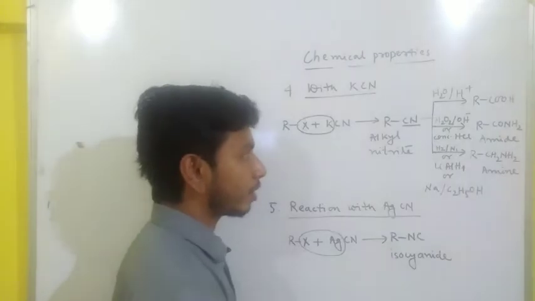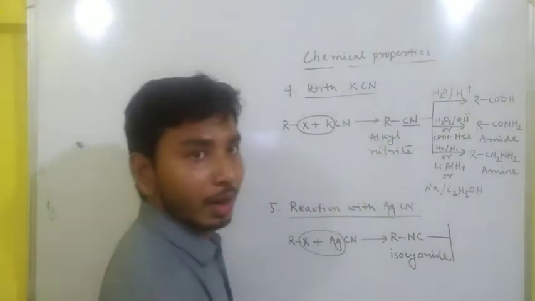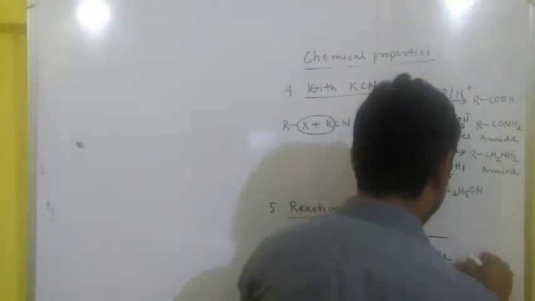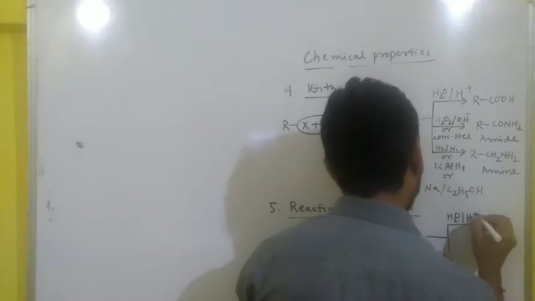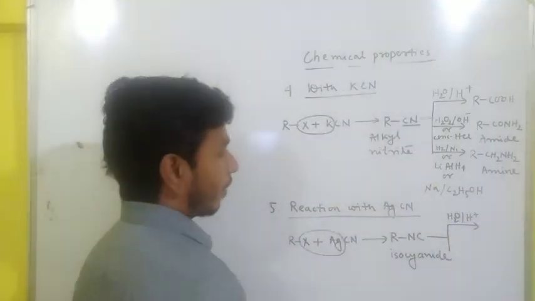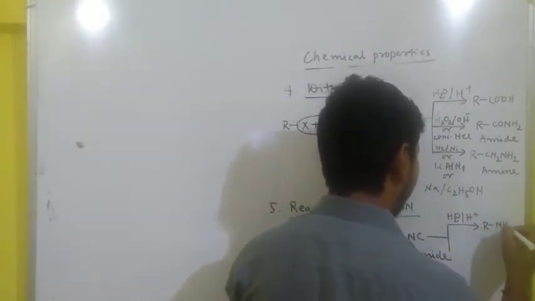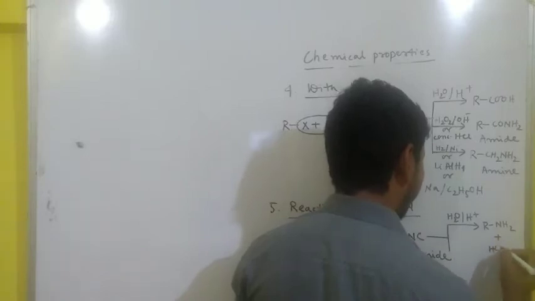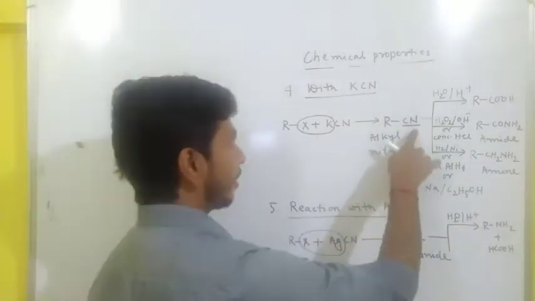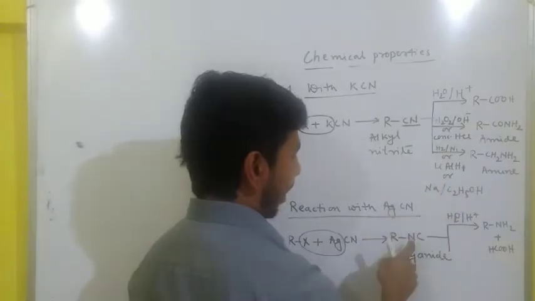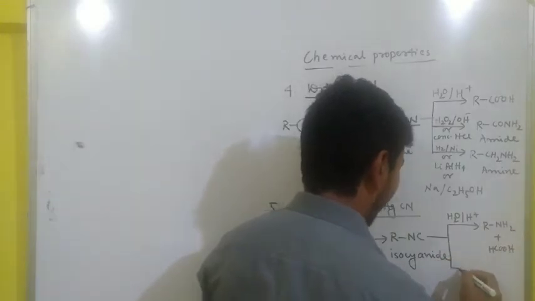Now isocyanide upon hydrolysis gives the product RNH2 plus HCOOH, that is amine. Cyanide on hydrolysis gives the carboxylic acid, isocyanide on hydrolysis gives the amine.